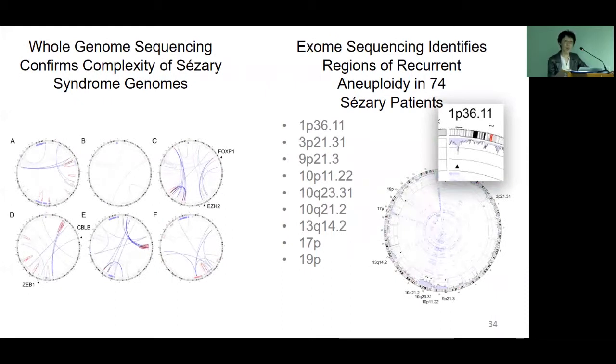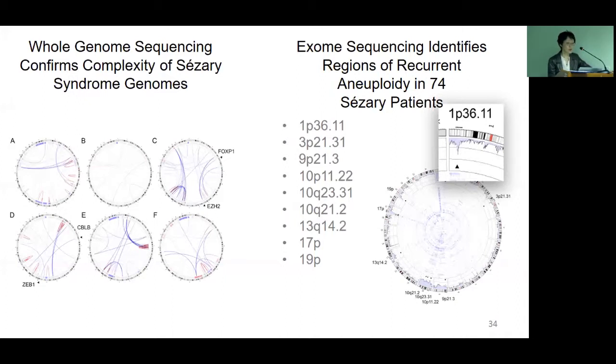So what we did was to carry out an integrated genomic study where we carried out whole genome sequencing of 6 index cases of Sézary syndrome patients. You can see here, these are circle plots that represent all of those genetic abnormalities that were identified from our whole genome sequencing. The lines between the different chromosomes represent rearrangements, gene structural rearrangements. While many had numerous gene rearrangements, there were none that were recurrent, not seen more than once in any of the 6 studies. We did identify rearrangements involving genes that were important in T-cell function, like FOXP1, EZH2, but none of them were recurrently identified.